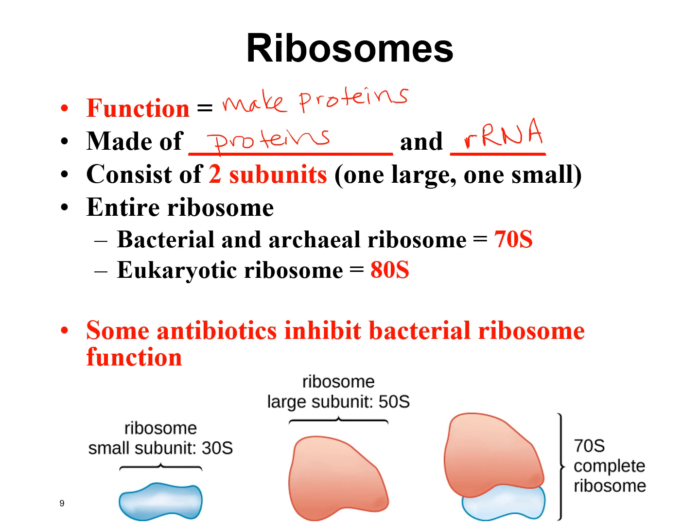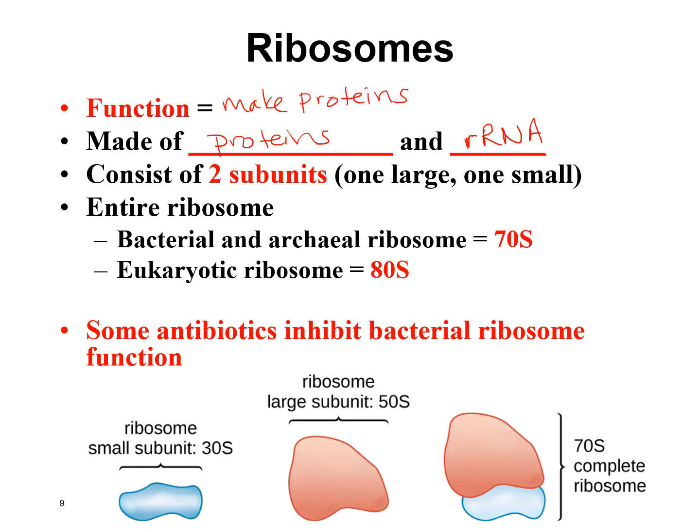The S is just a unit of measurement. When you centrifuge the ribosomes, the bacteria and archaeal ribosomes are smaller, and so they're going to be at a different level than the eukaryotic ribosomes, which are heavier. And so that S just stands for Svedberg unit. You don't need to know that, but it's just a unit of measurement they use when they centrifuge these ribosomes.